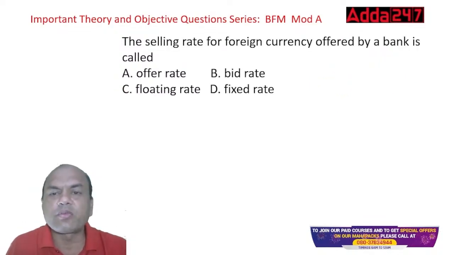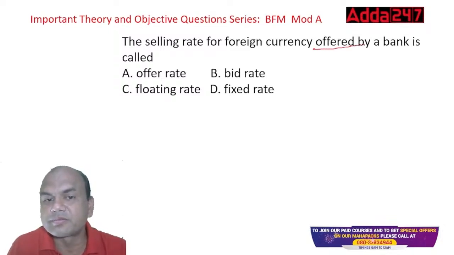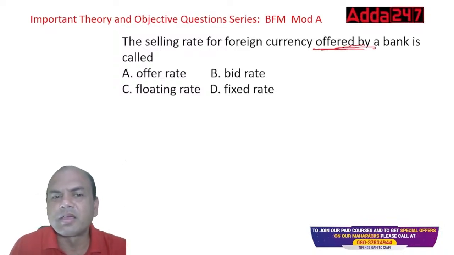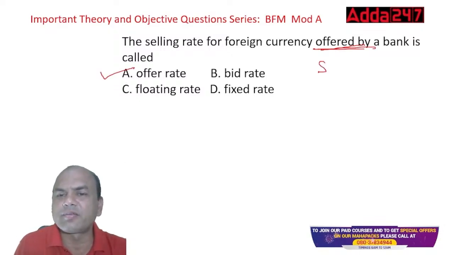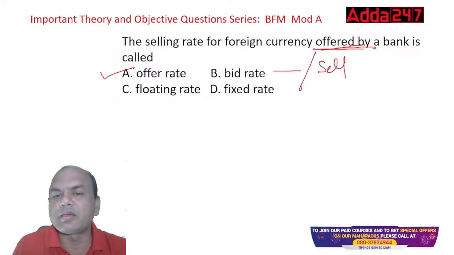The selling rate of a foreign currency offered by a bank is called what? Offer rate, bid rate, floating rate, fixed rate. The name itself says it: offered, so it is the offer rate. You can call it the sell rate. Always remember, on the left side it is buy, and on the right side it is sell.